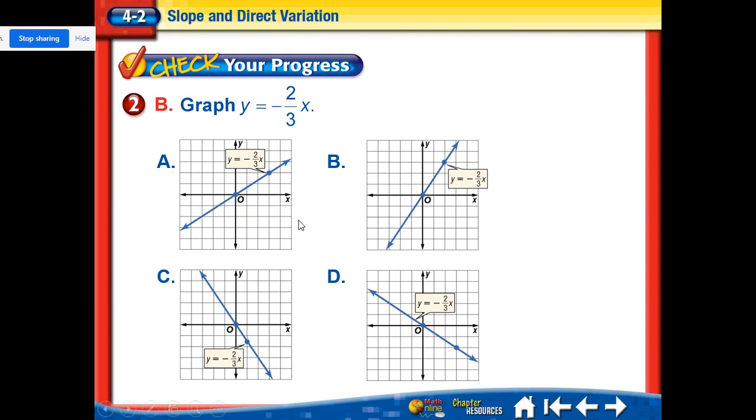Oh, one more graph. Negative 2/3. So A is out and B is out because those are both positive. So negative 2/3, we go down 2 and over 3. So if I go down 2 and over 3, I'm over at this point here. This one's not it. Down 2 and over 3, it's got to be D.